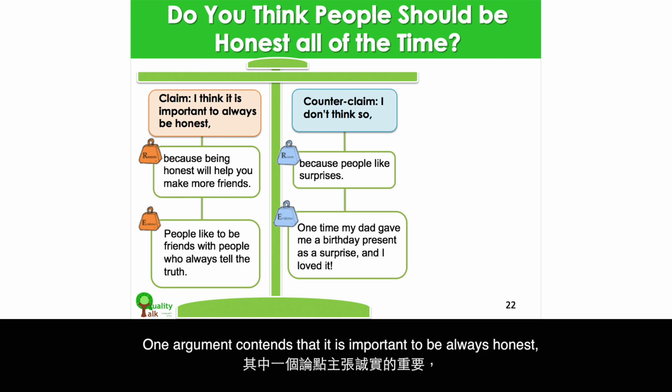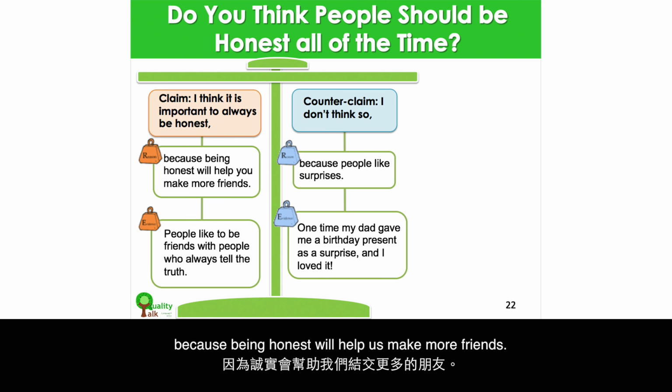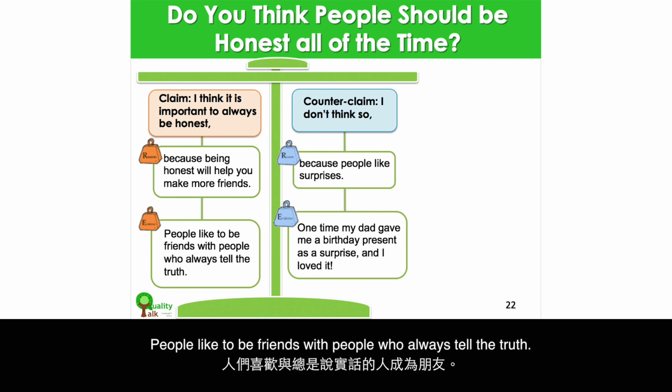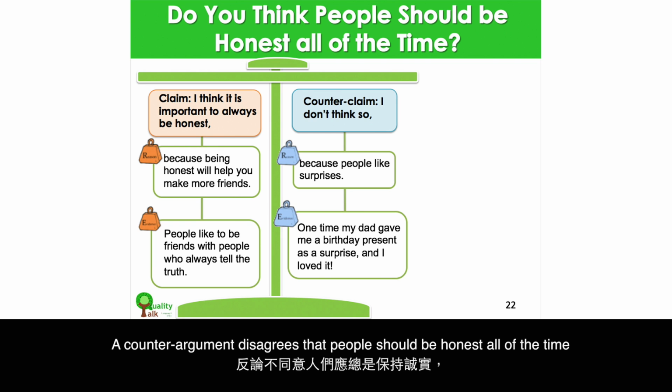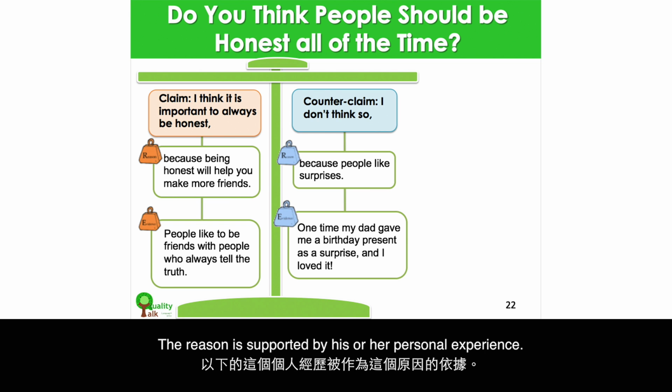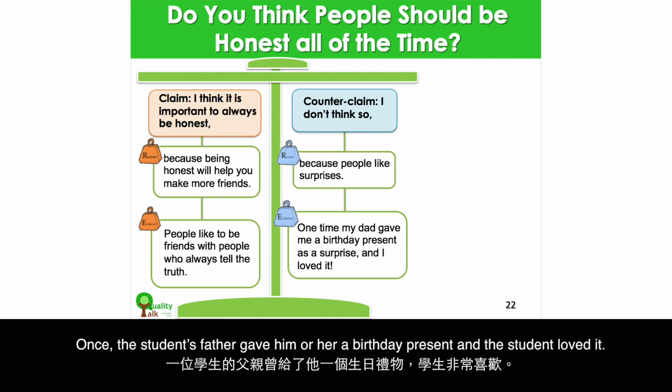One argument contends that it is important to be always honest, because being honest will help us make more friends. How so? People like to be friends with people who always tell the truth. A counter-argument disagrees that people should be honest all of the time because people like surprises. The reason is supported by his or her personal experience. Once, the student's father gave him or her a birthday present, and the student loved it.